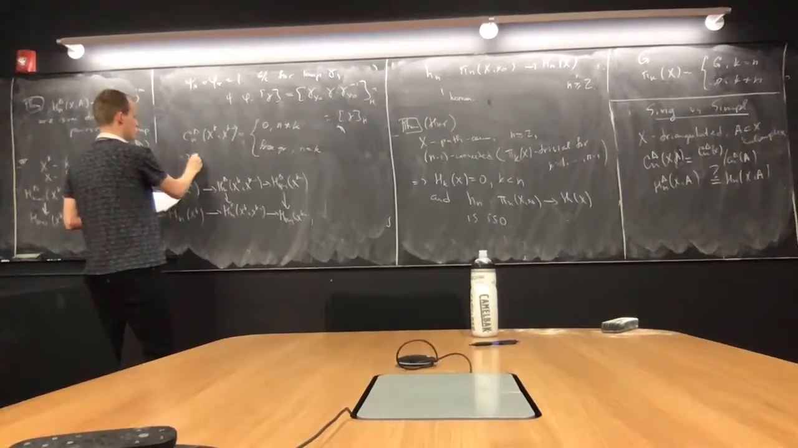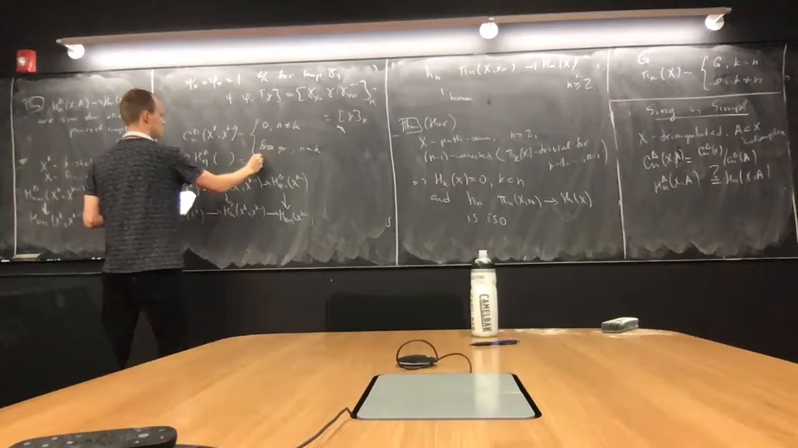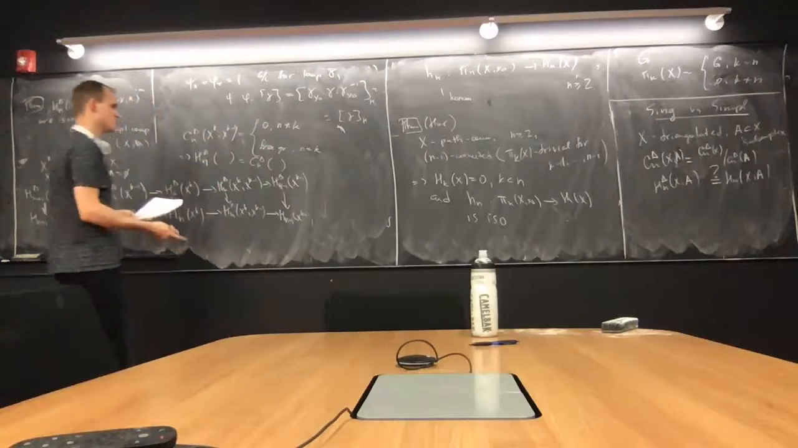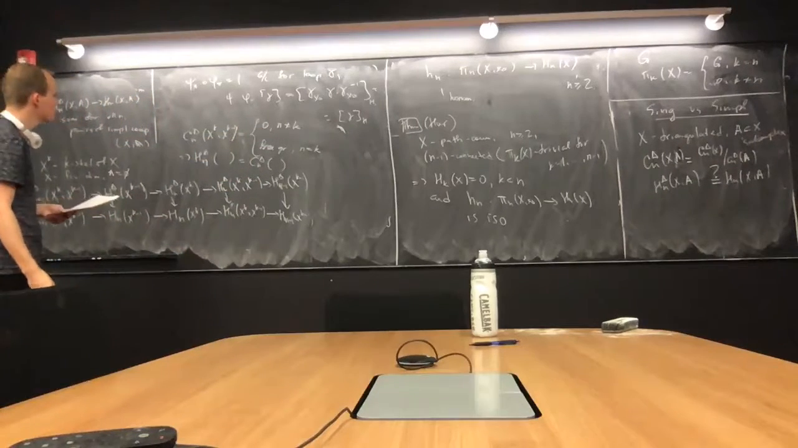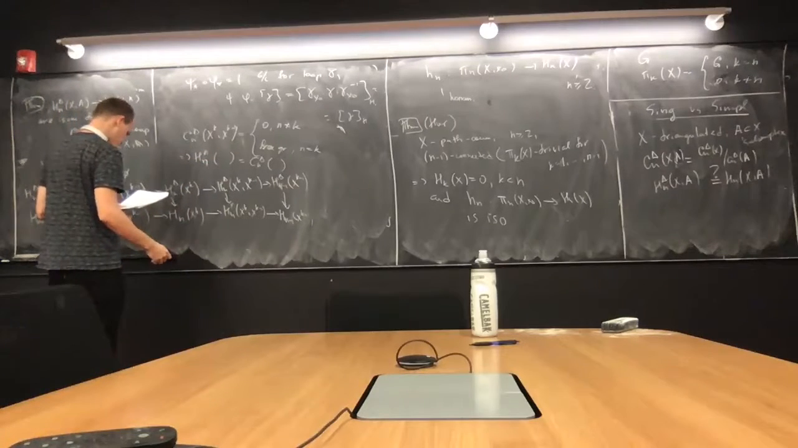So therefore, Hn of this is equal to Cn of that, because everything else is 0. There are no kernels to factor in. Okay, so these Hn's are very simple.